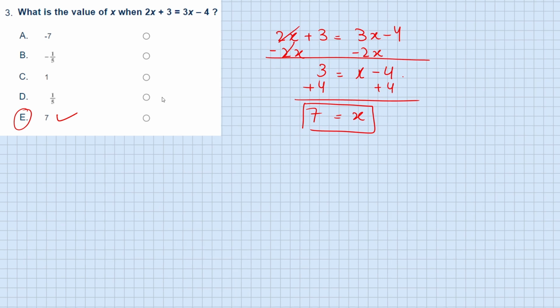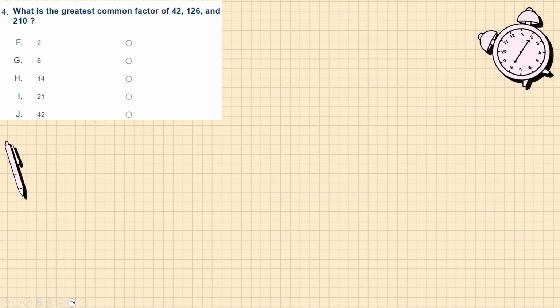Let's solve our next question, question number 4. It is about finding the greatest common factor. We need to find the greatest common factor of these numbers: 42, 126, and 210. So first of all, we need to see what the greatest common factor is.